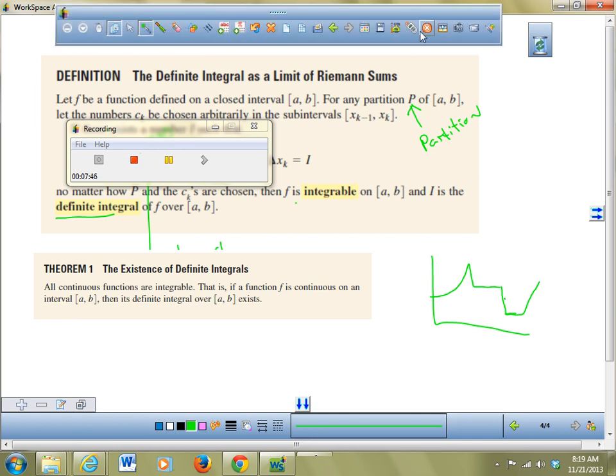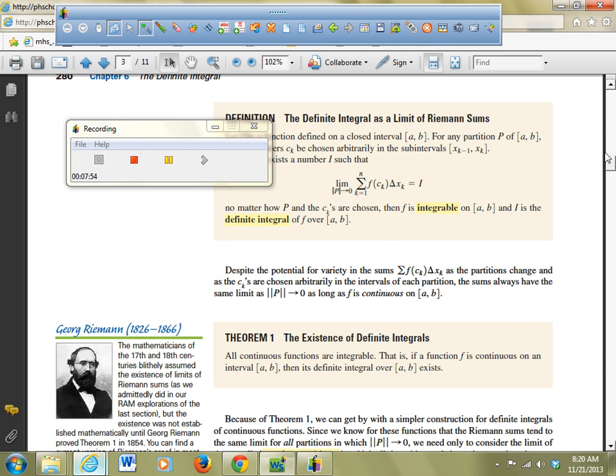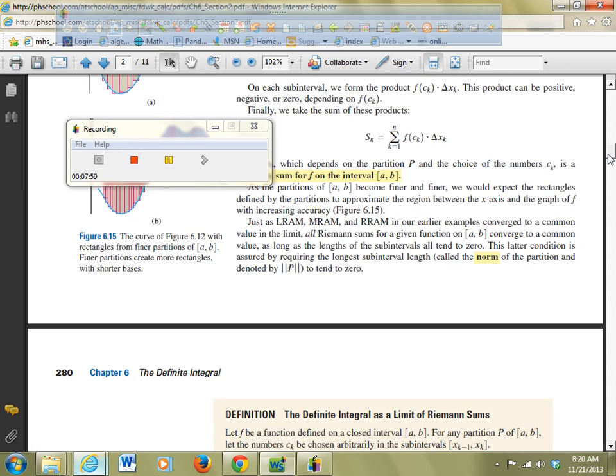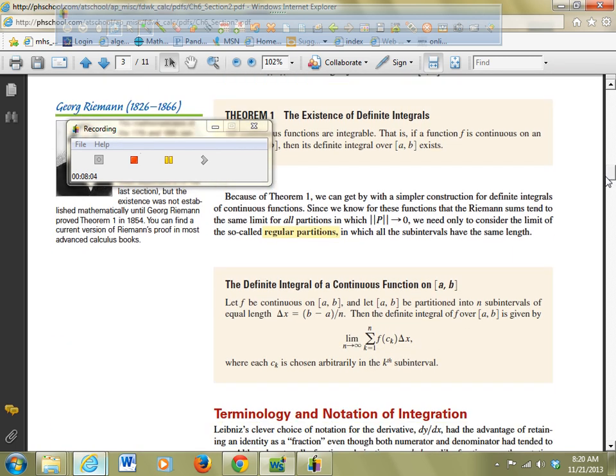So that's what that means. Now we're going to get into the integral symbol itself. Is every continuous function integrable? Yeah, that's what that just said.